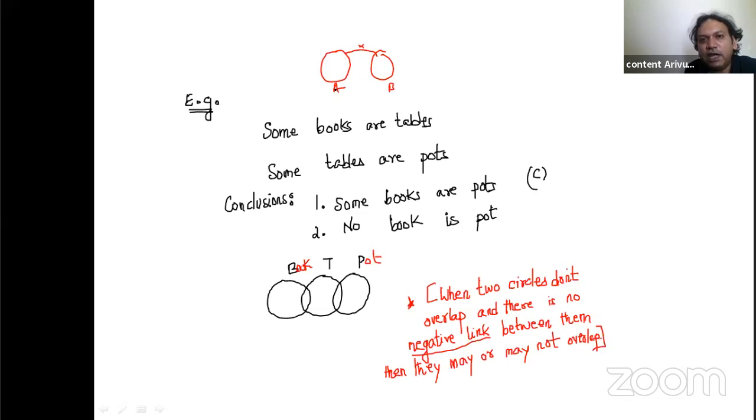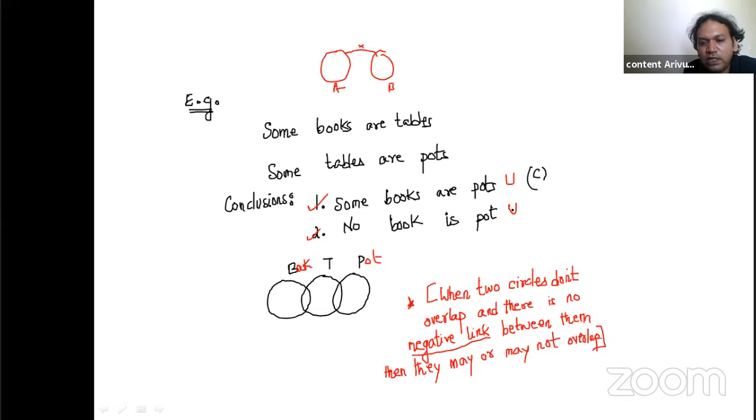Negative link means that we are certifying that these two circles are not going to overlap in any condition. So here between books and pots, there is no such negative link. So they may or may not overlap. If they may, then the answer will be 1. If they may not, the answer will be 2. So both of these statements alone are uncertain.